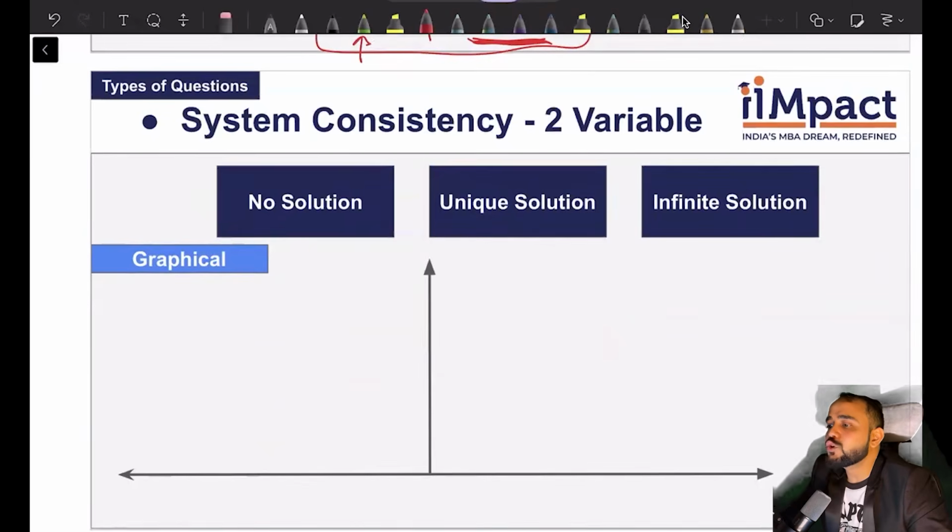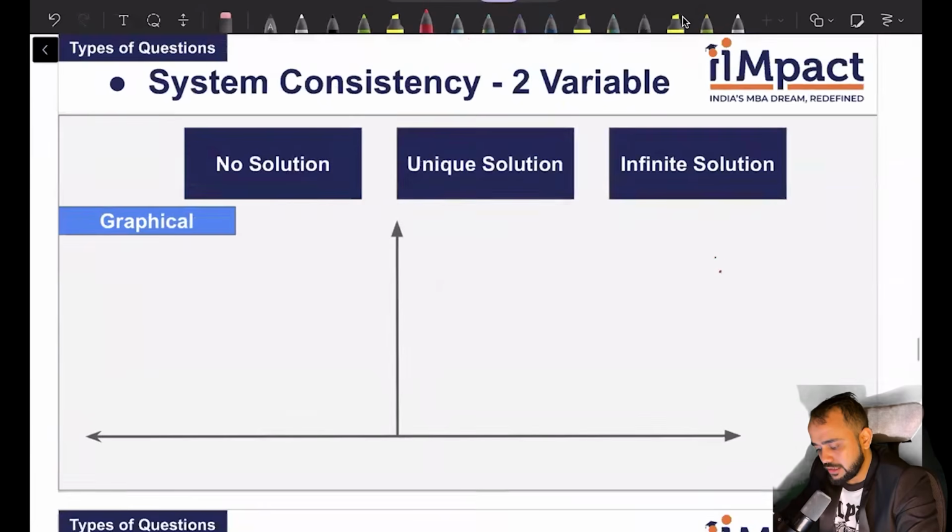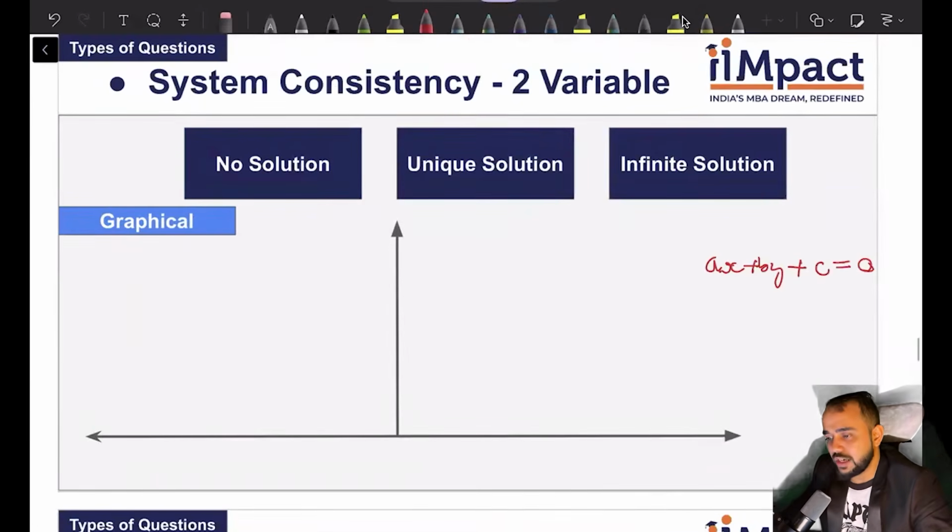System consistency for two variables. This is a highly sought after topic, something which is periodically asked in your CAT exams. You can expect something to come out of this. A moment ago we said that one equation of two variables actually means a line. So ax plus by plus c is equal to 0 is actually a line.